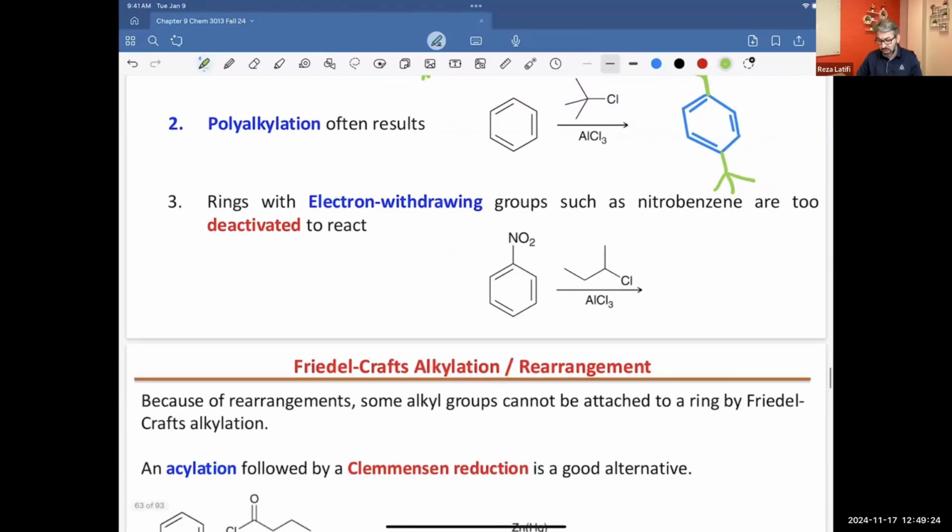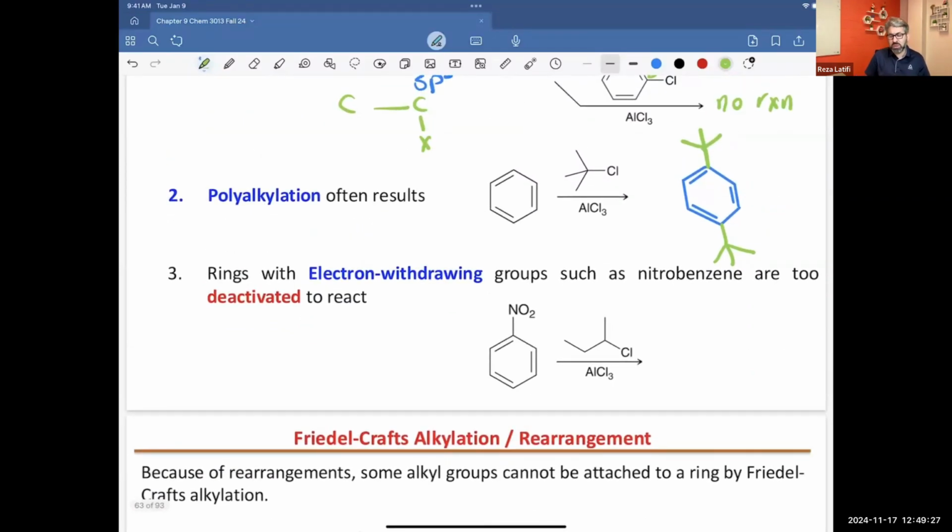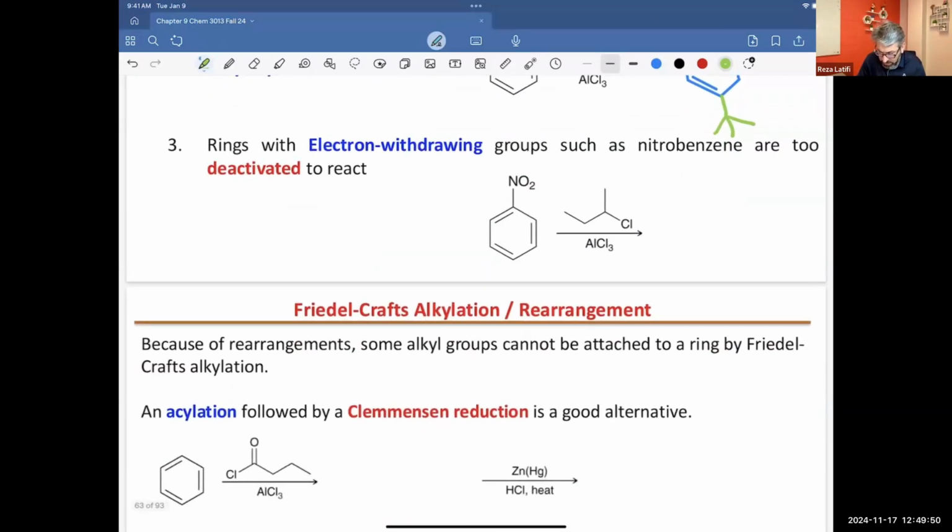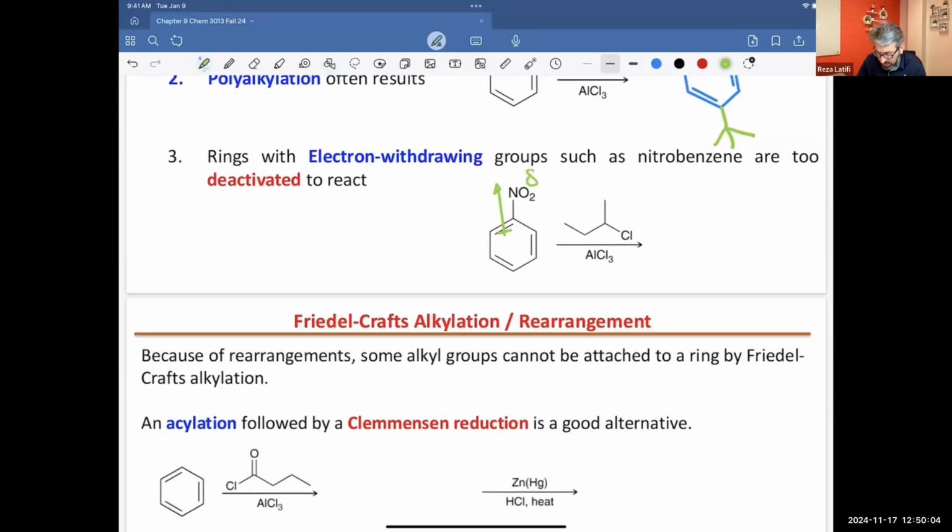And the next one is, in order to do Friedel-Crafts alkylation, your ring should not have any electron withdrawing group. The ring must be enriched with electrons, or must have enough electron density to attack the electrophile. So groups like NO2 are electron withdrawing groups. They will pull the electron density to themselves, so we will have a positive charge inside the ring, and NO2 will have a negative charge.